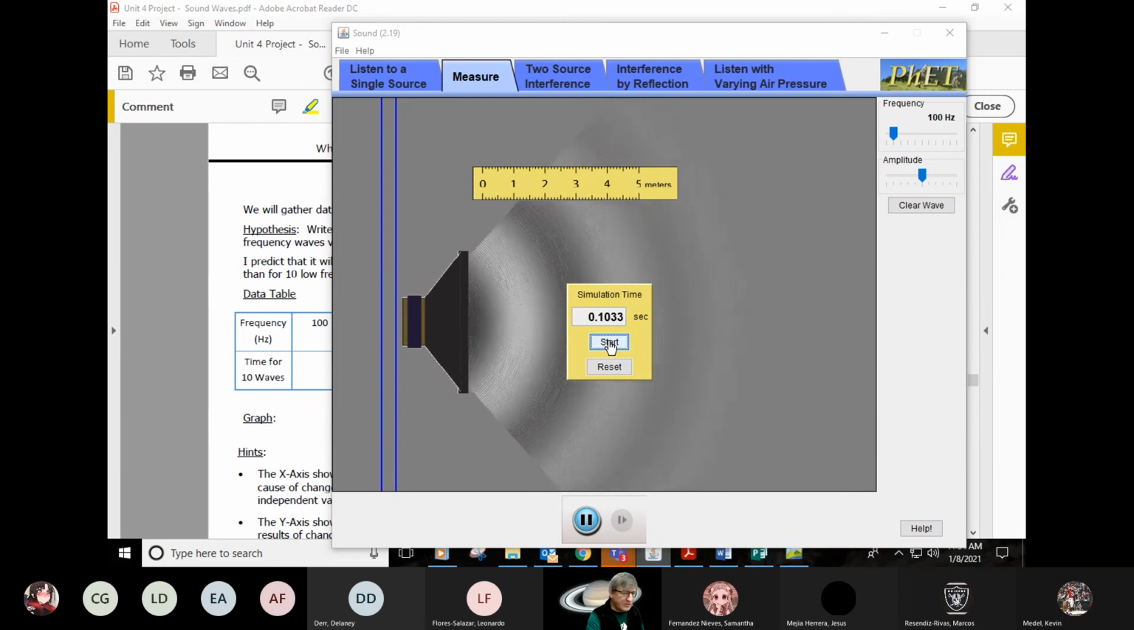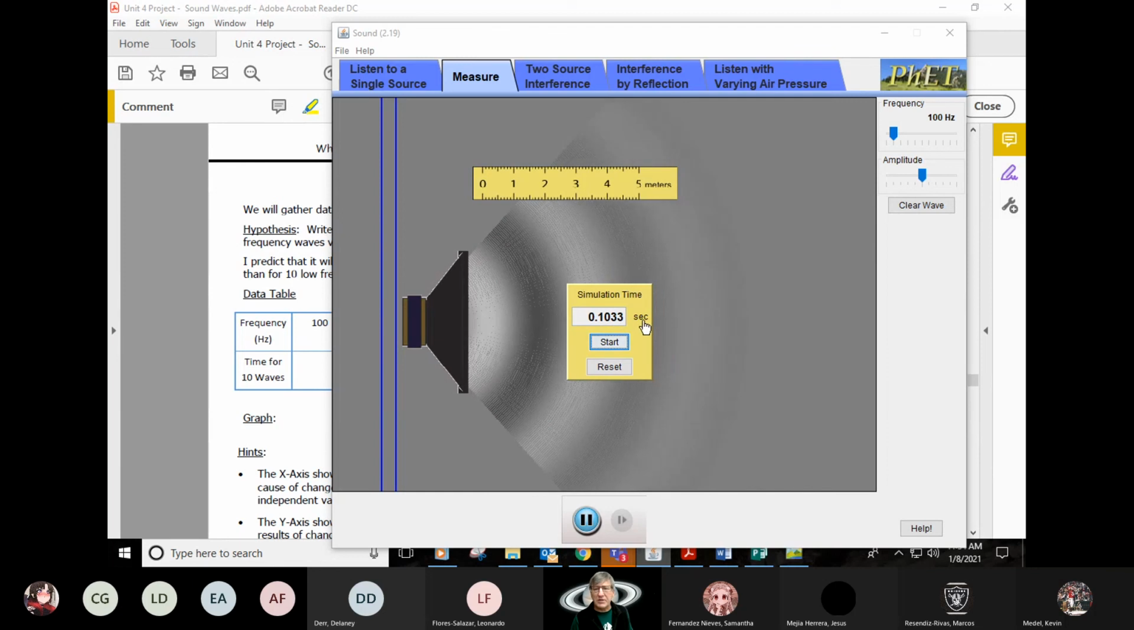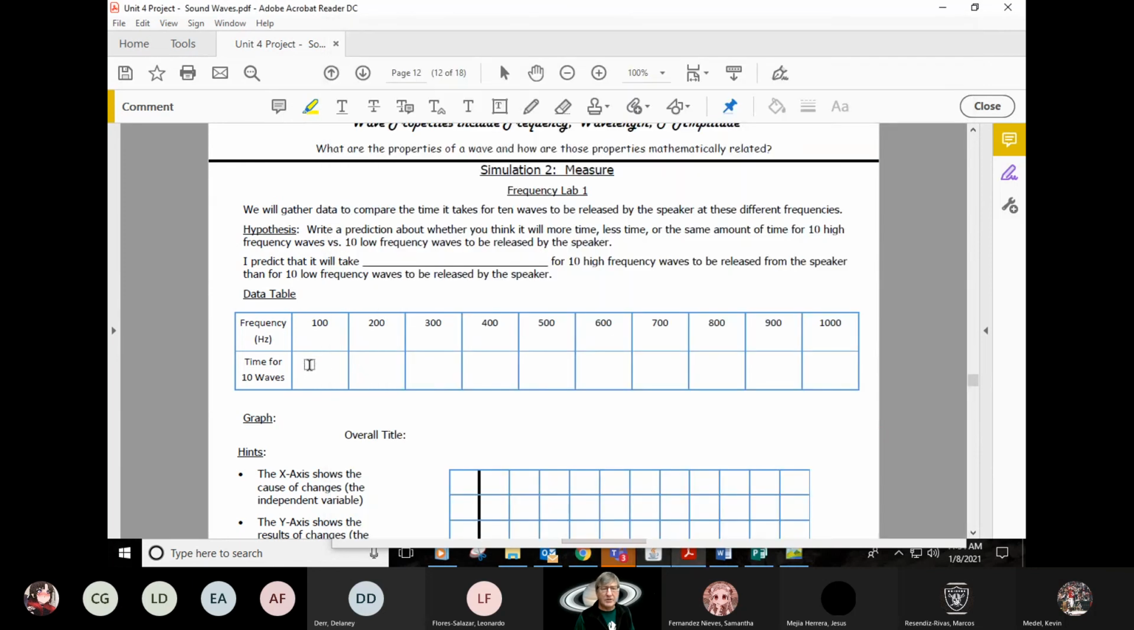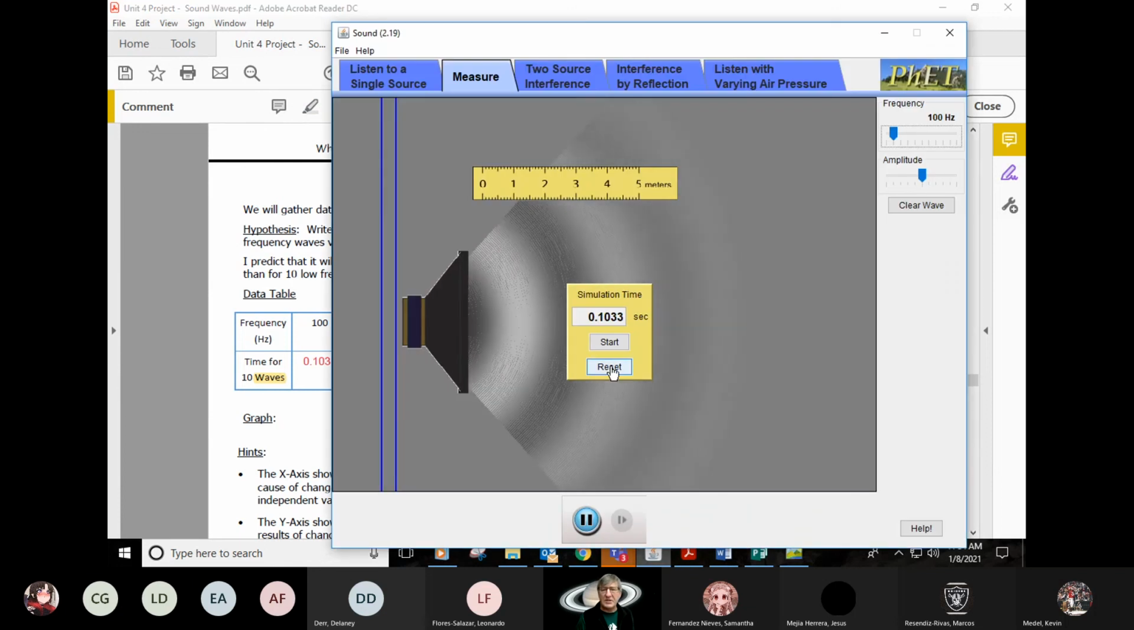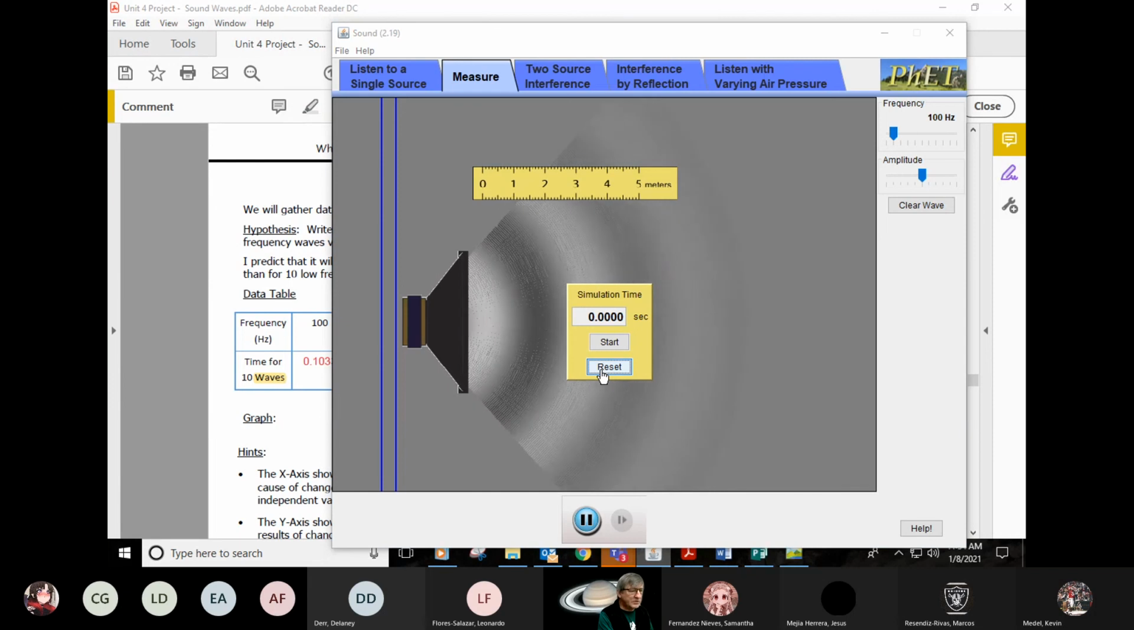Okay, so there's my result, 0.1033 seconds. So I'm going to put that over here at the 100 hertz part, 0.1033 seconds. Okay. I'm going to go back here. I'm going to reset the timer. We're going to go up to 200 hertz.